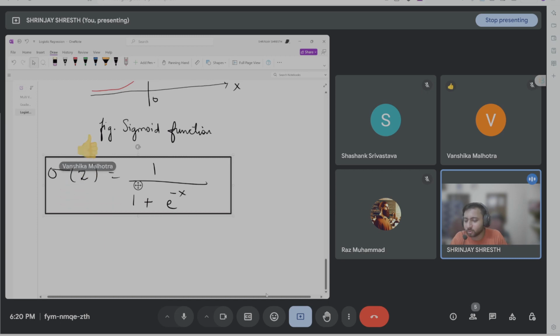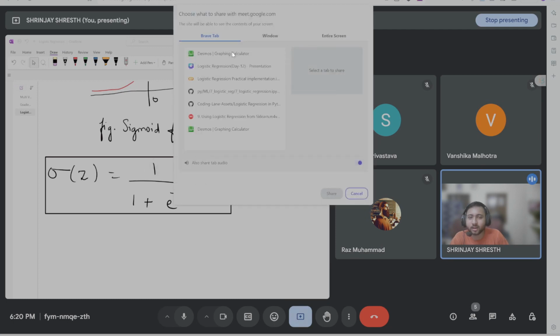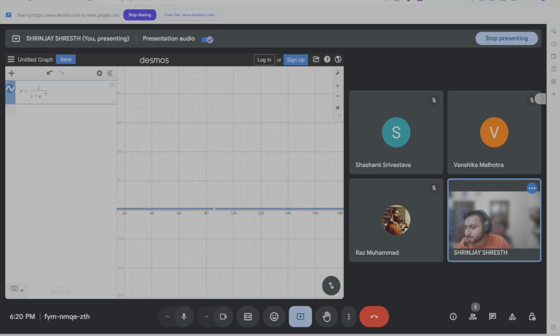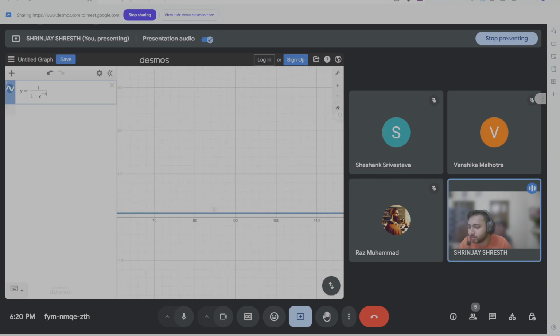If I go back to Desmos, yes, if you go back here and see, if you try to plot its graph, let us say my y is equals to 1 divided by 1 plus e raised to the power minus x. Let me zoom it out a bit.